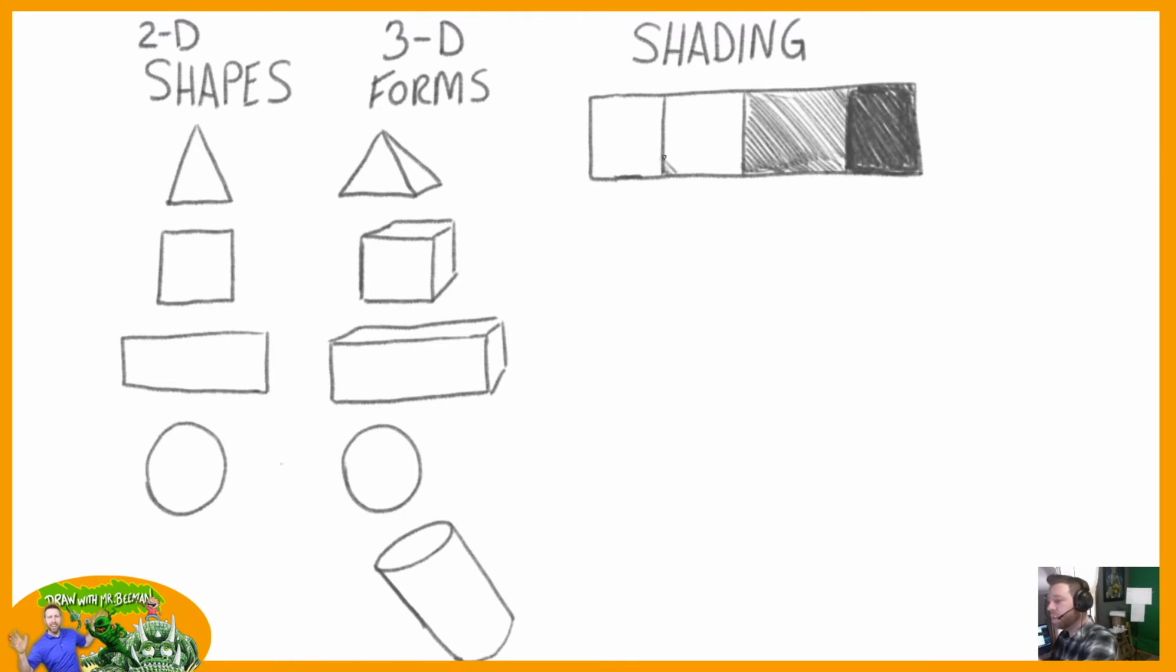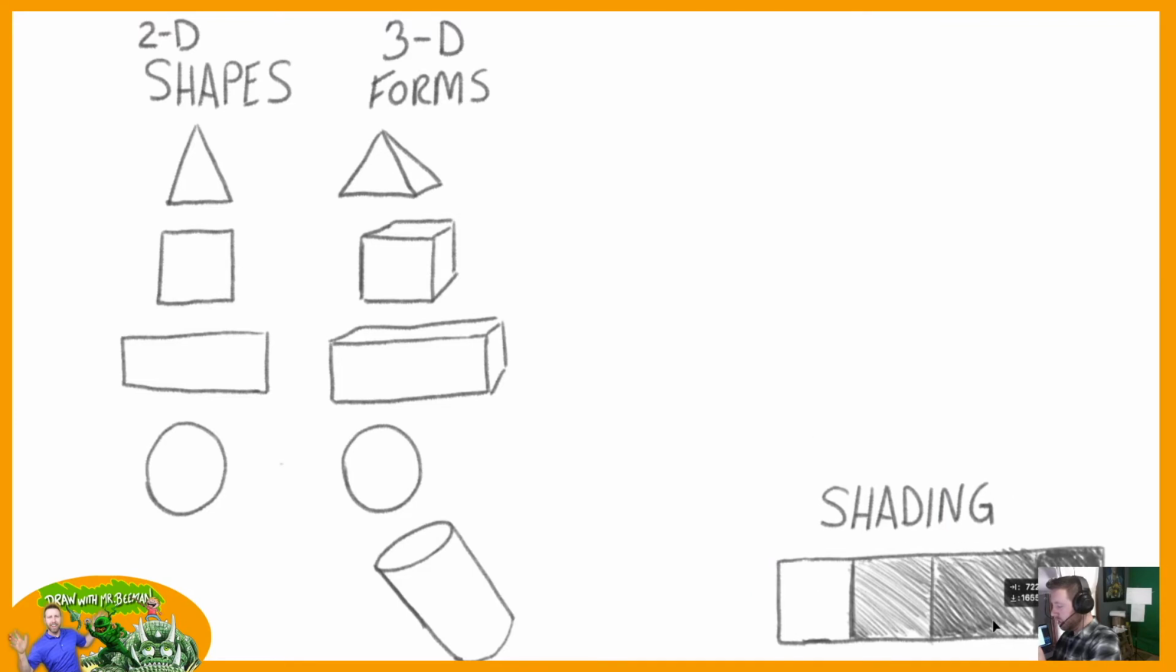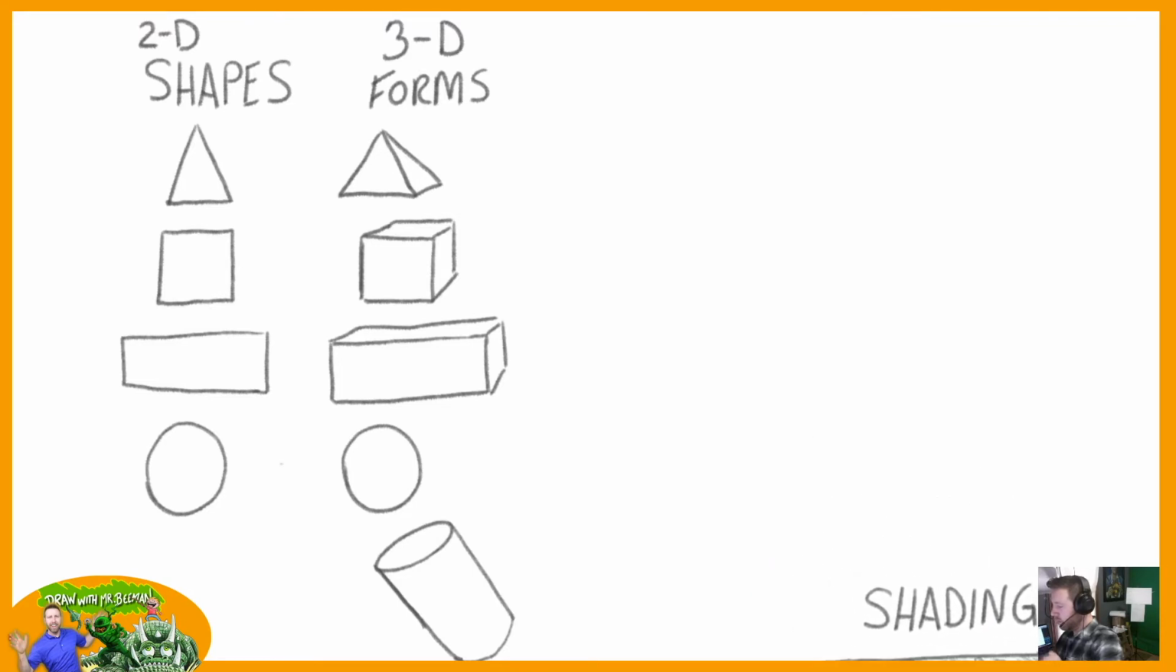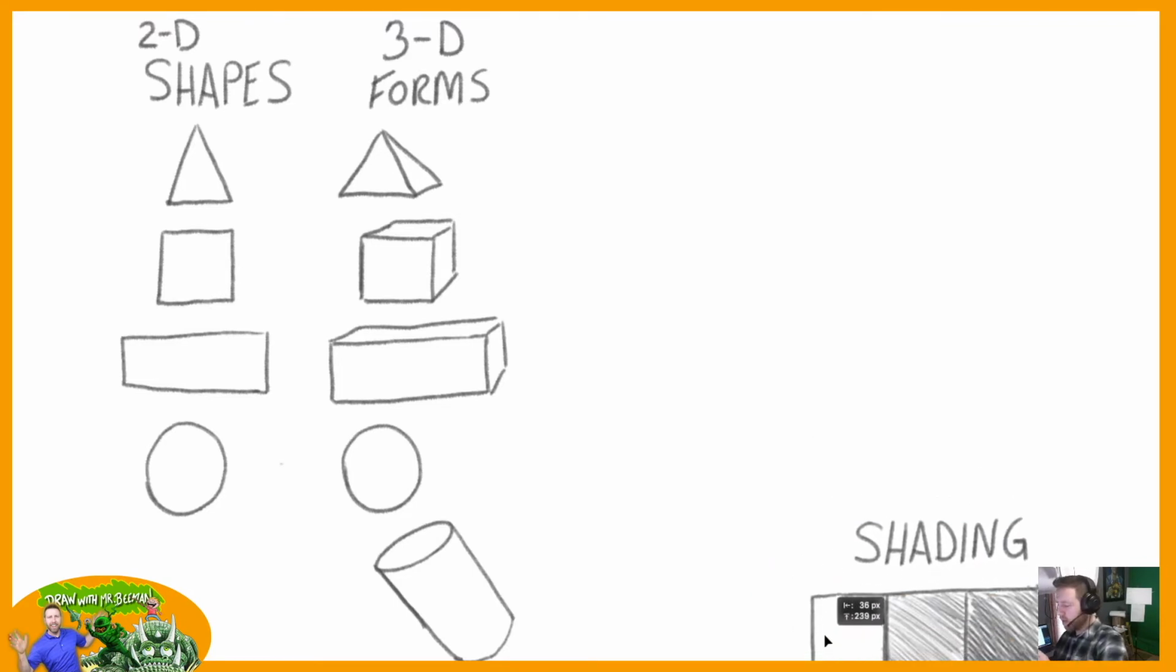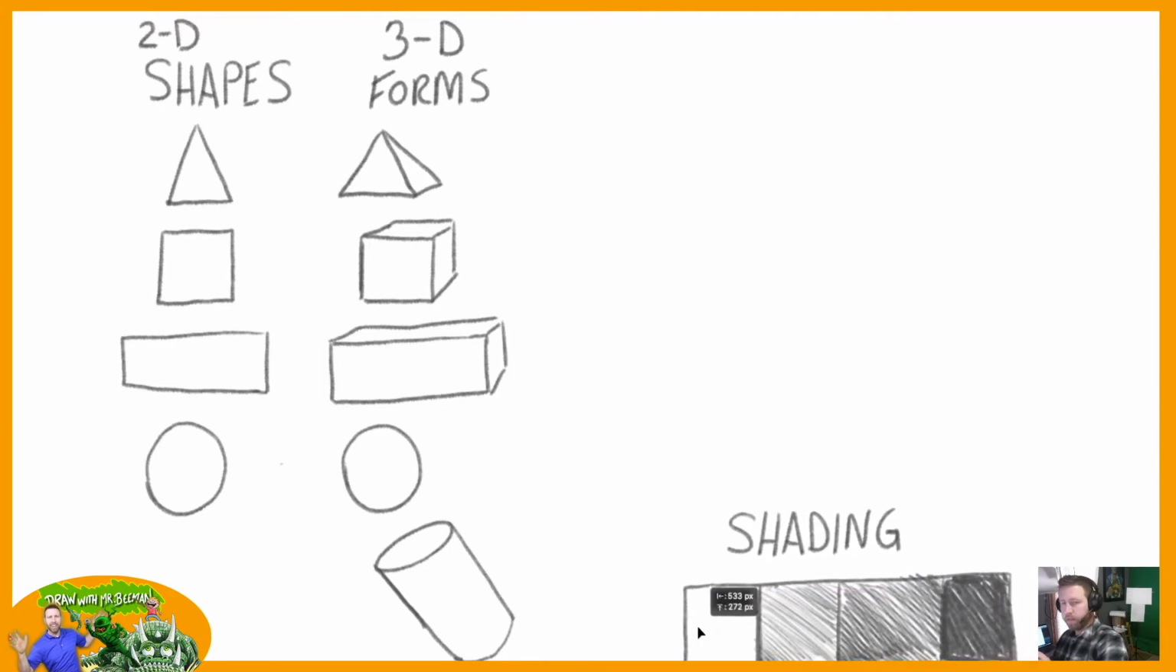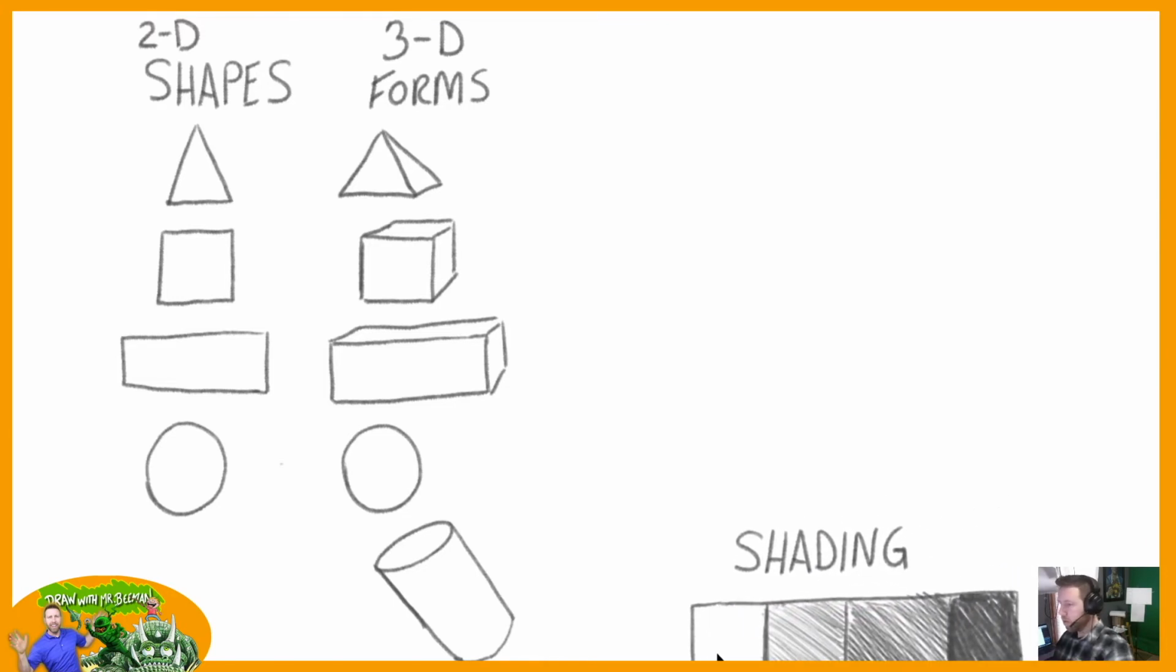And this box here will have a very small value percentage, a little bit more. So we can see the transition from light to dark. That will help us to create our 3D forms to have more of a realistic value to our forms.